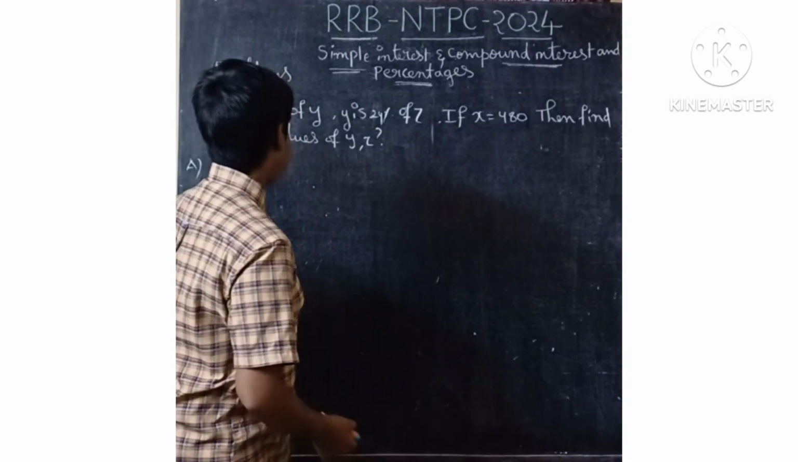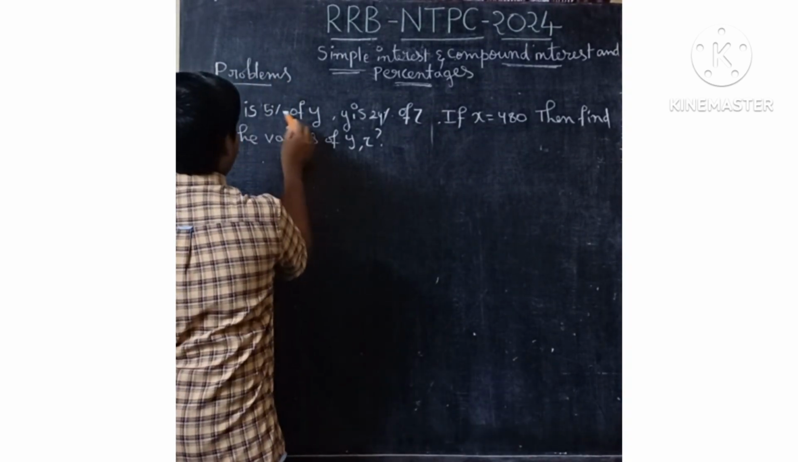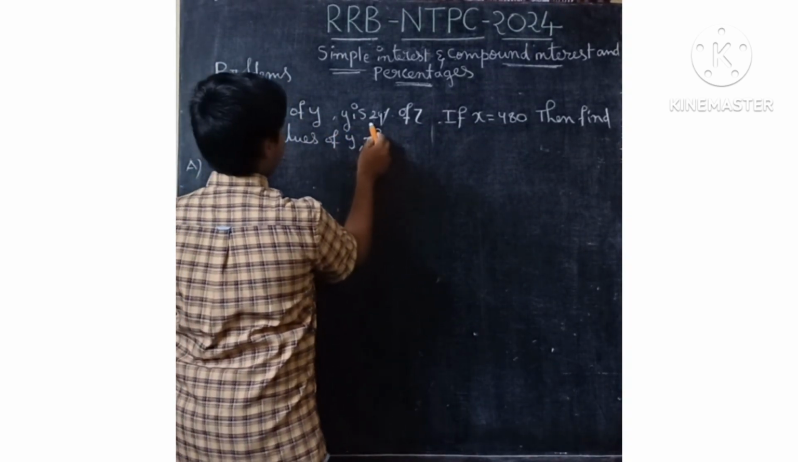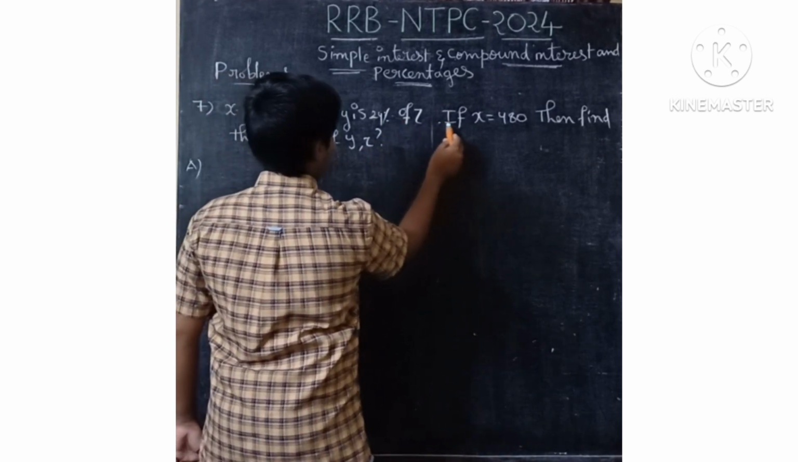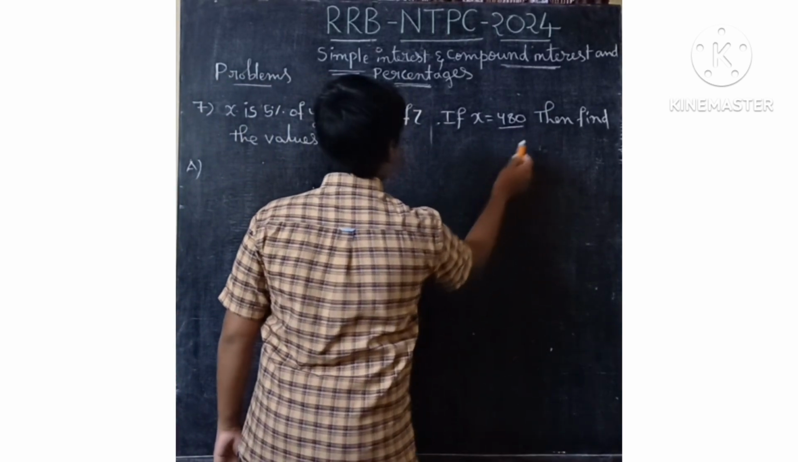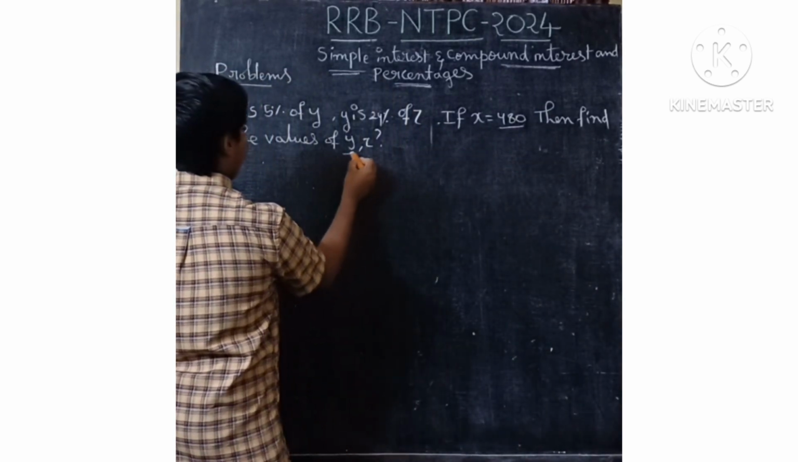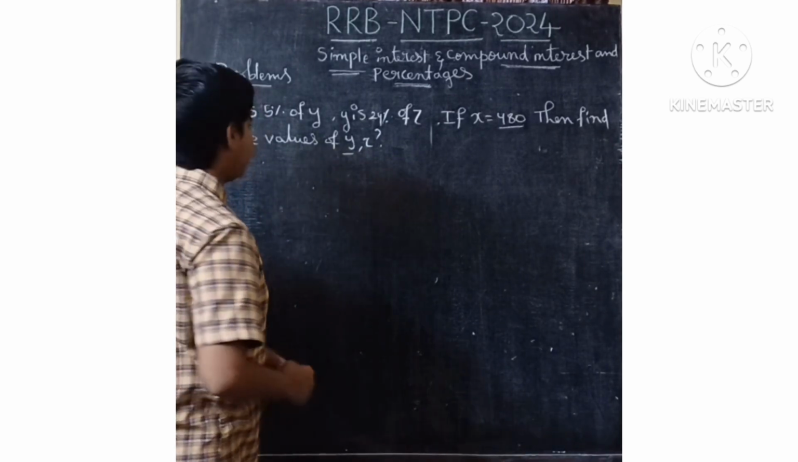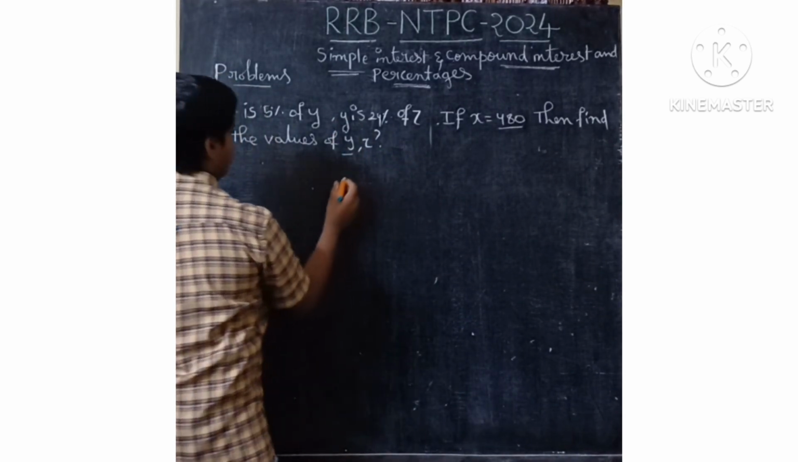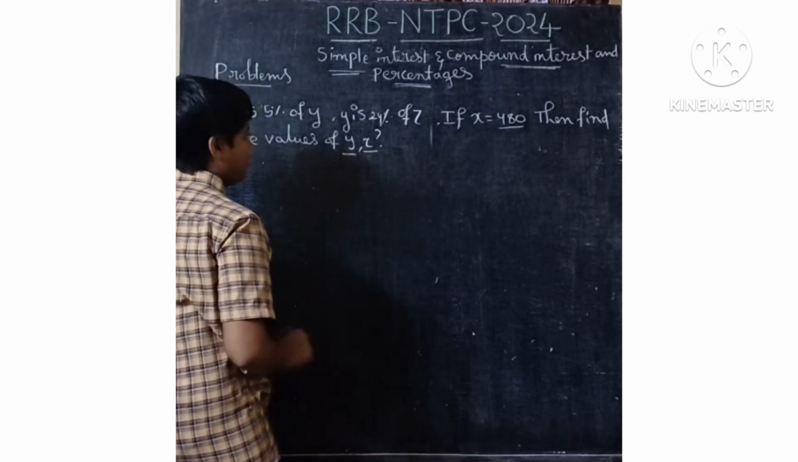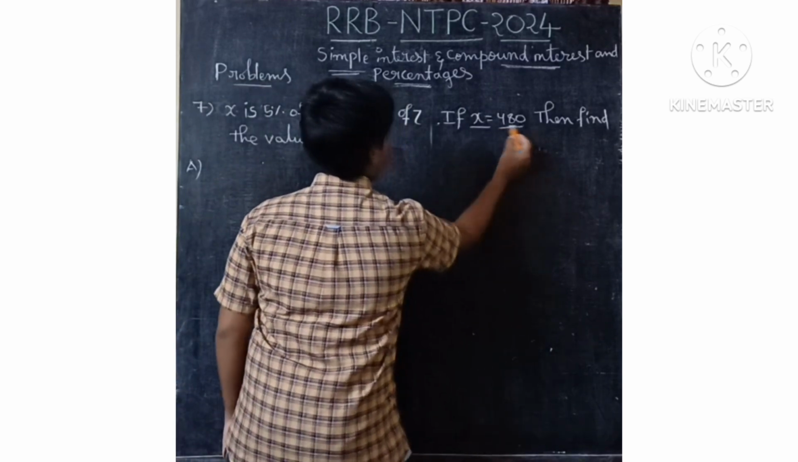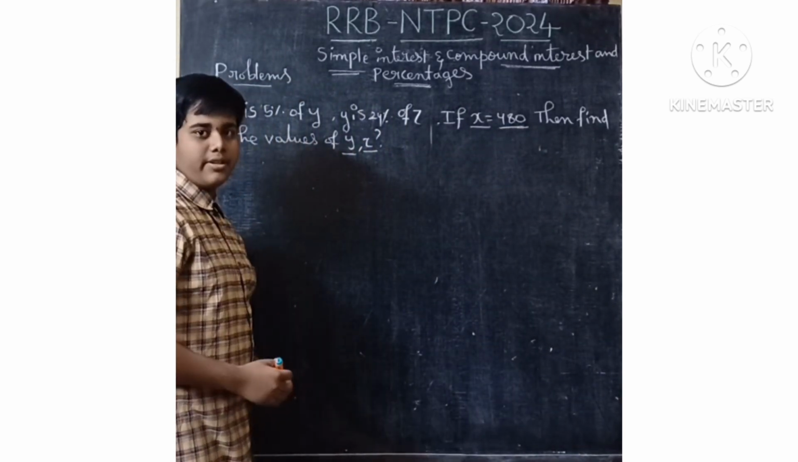If we see the seventh question: x is 5% of y, which is 24% of z. If x equals 480, then find the values of y and z. So here they give two equations and we have to find the y and z values, and they gave one clue. The clue is x equals 480.